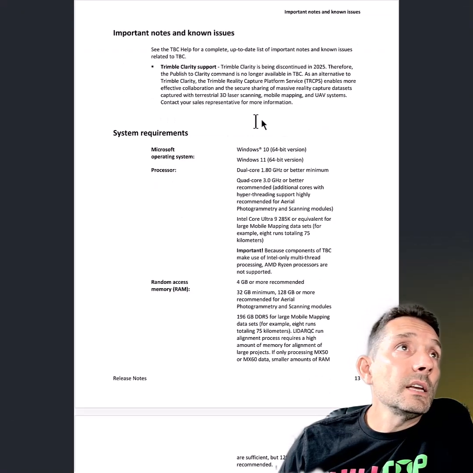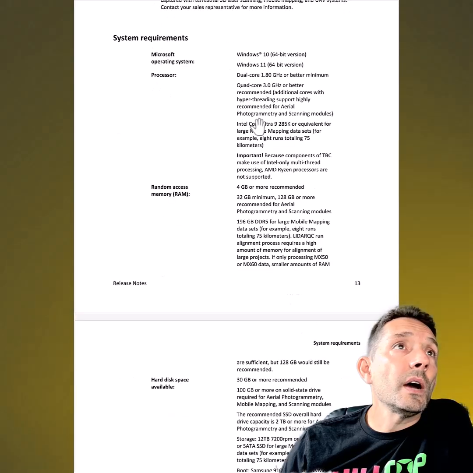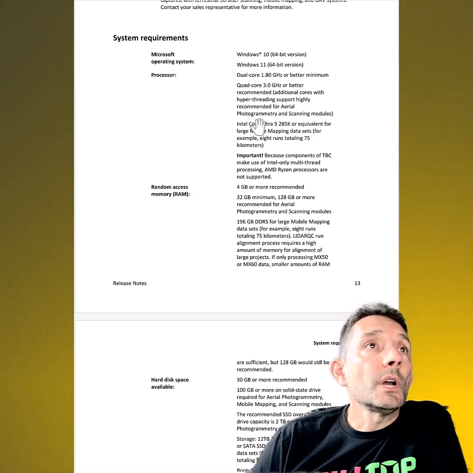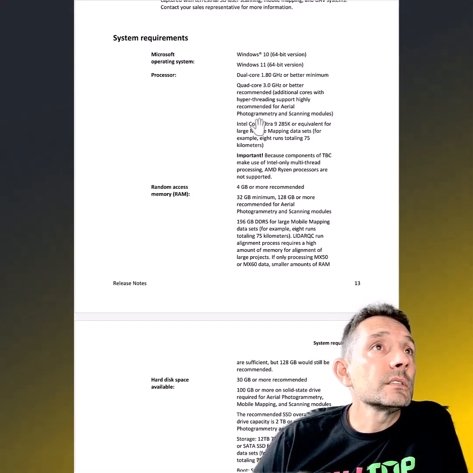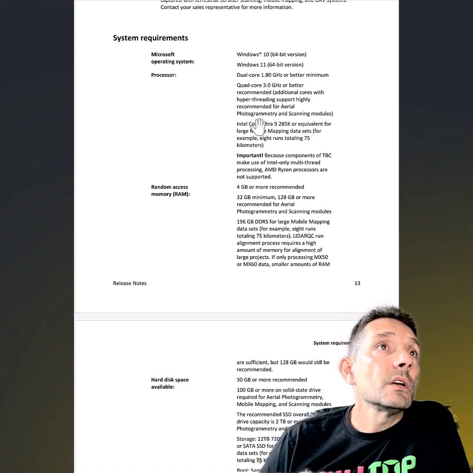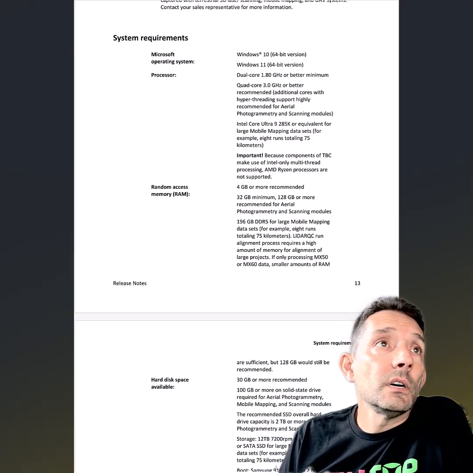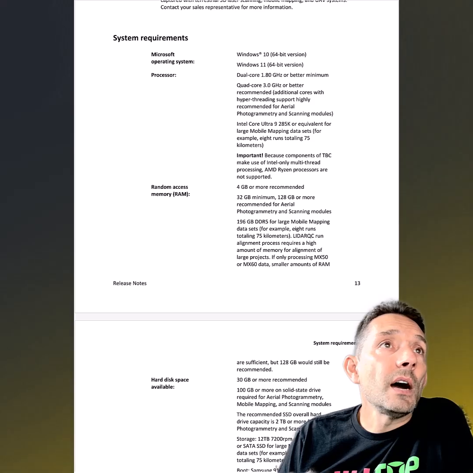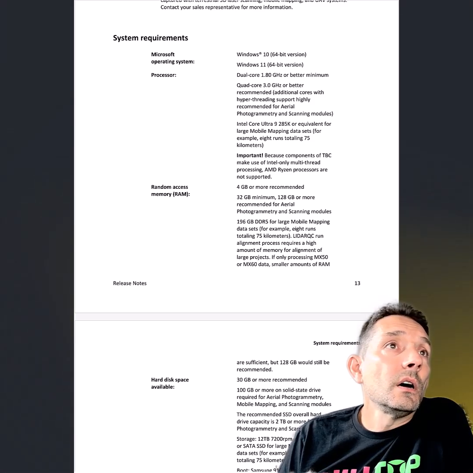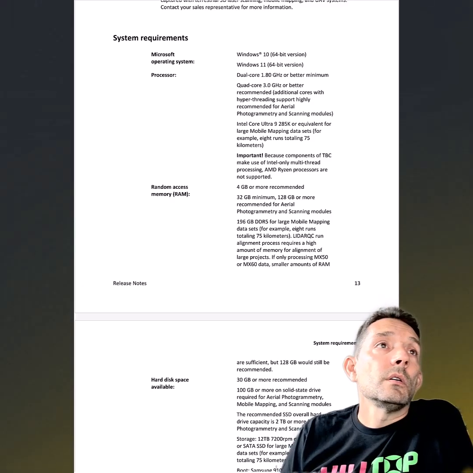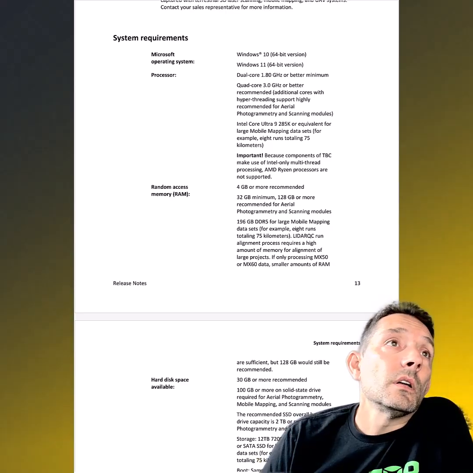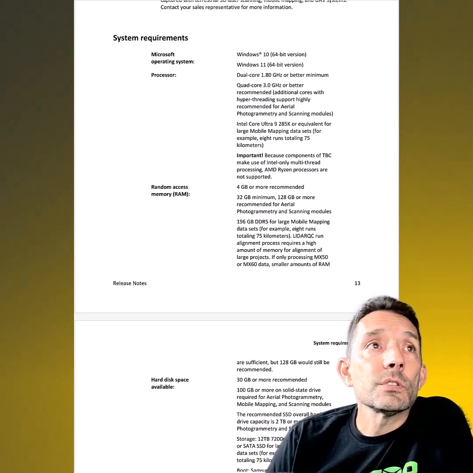And here are the above mentioned system requirements. So right now we moved up to Windows 10 or 11. We want to have dual core 1.8 gigahertz or quad core 3 gigahertz. Obviously still Intel. They are recommending Intel Core Ultra 9 285K. Important as usual, because TBC makes use only of Intel multi-thread processing, and the Ryzen processors are not supported.